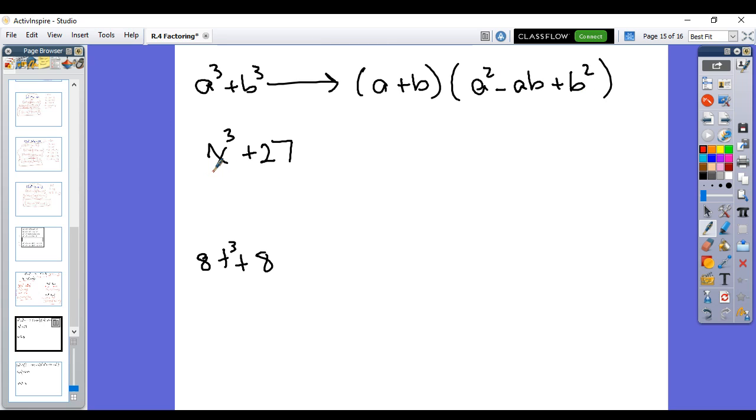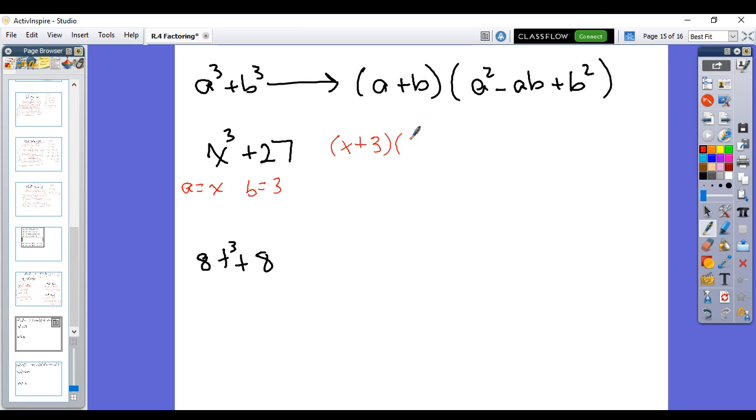So let's start with this. What times what times what gives me x cubed? It's x. So our a is x. Our b will be what? What times what times what gives me 27? It's 3. 3 times 3 is 9, times 3 is 27. So our b is 3. So then we just plug it in here. So a plus b would be x plus 3.